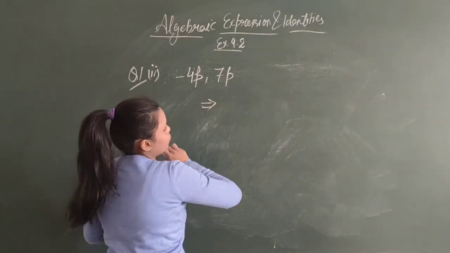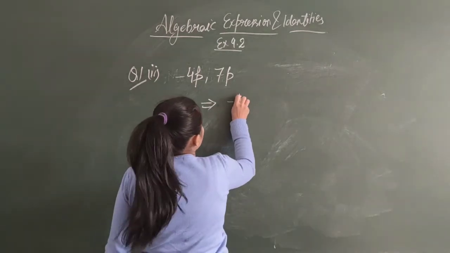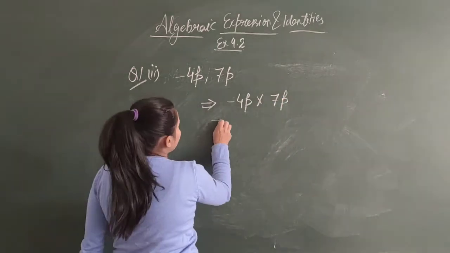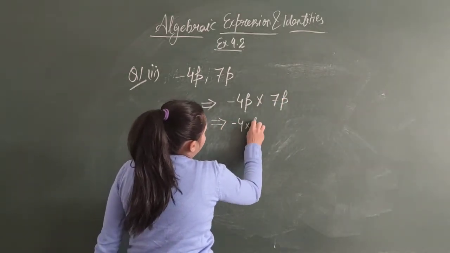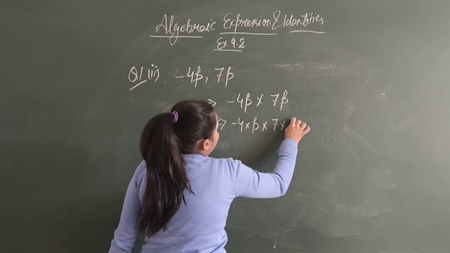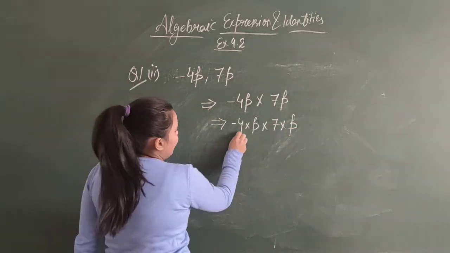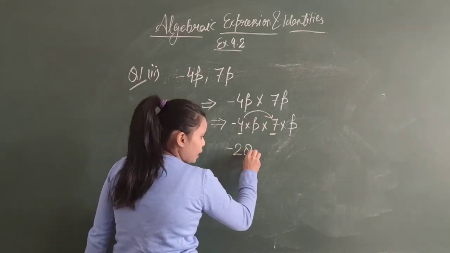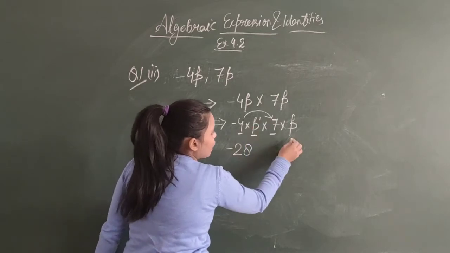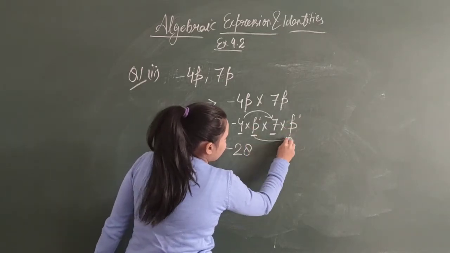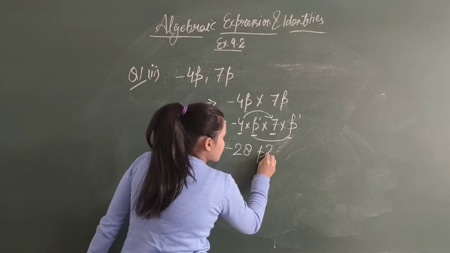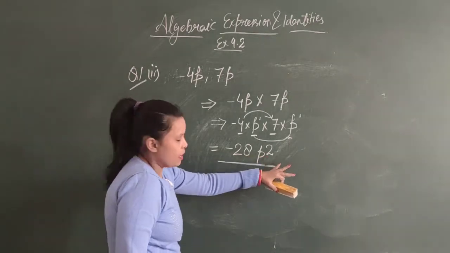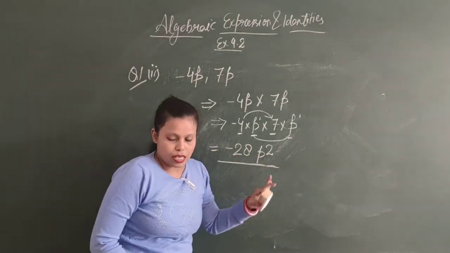What we will do? We will go step by step. So minus 4p multiply 7p, or we can write it as minus 4 multiply p multiply 7 multiply p, right? Minus 4 multiply 7 will give you minus 28. Now p to the power 1, p to the power 1. So p multiply p will give you p square. So your answer is minus 28p square. Rest of the questions are the same.